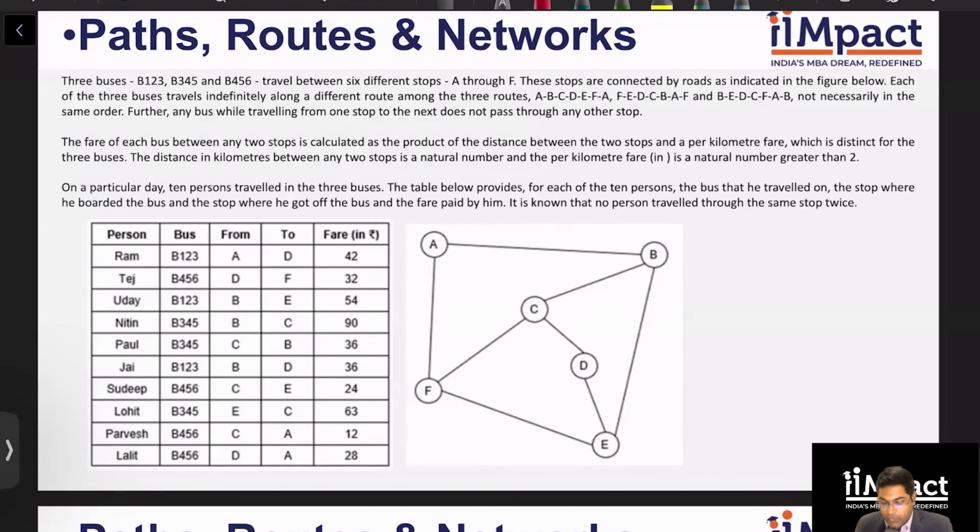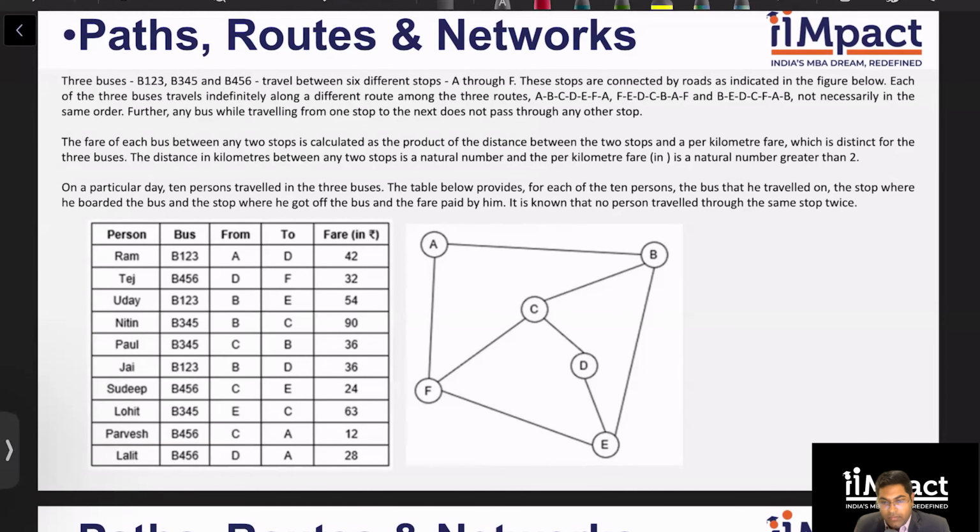Okay. On a particular day, 10 persons traveled in 3 buses. The table below provides, for each of the 10 persons, the bus that he traveled on, the stop where he boarded the bus, the stop where he got off the bus, and the fare paid by him. It is known that no person traveled through the same stop twice.